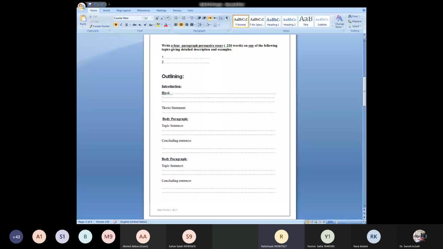I think the sentence should be strong to attract readers. Okay. What else? Somebody else. So an attention grabber is a sentence that grabs the attention of the reader. Grabs means it attracts the reader. It's as simple as this. Right? Yes.